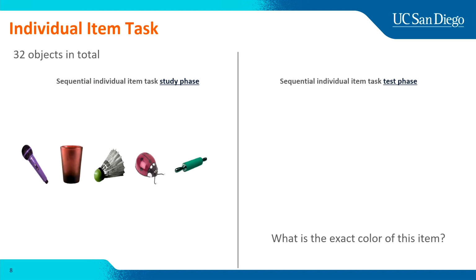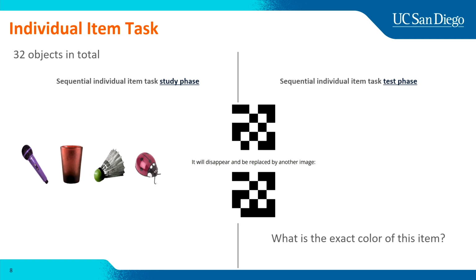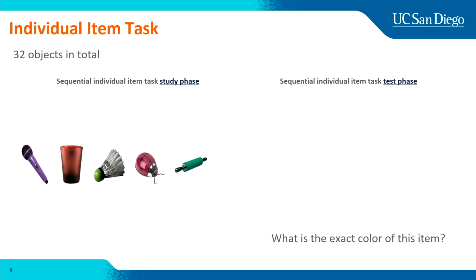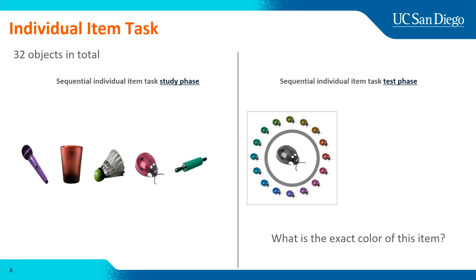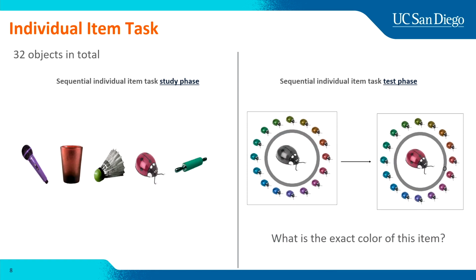First, I want to show you how we measure individual item memory. In task 1, each object appears sequentially, and participants have to memorize the exact color of each object. There are 32 total objects in this task, which helps us to capture performance in visual long-term memory for each individual item. After a change detection distractor, objects reappear sequentially in grayscale, and participants have to use a continuous color wheel to report the exact color they remember for each object.